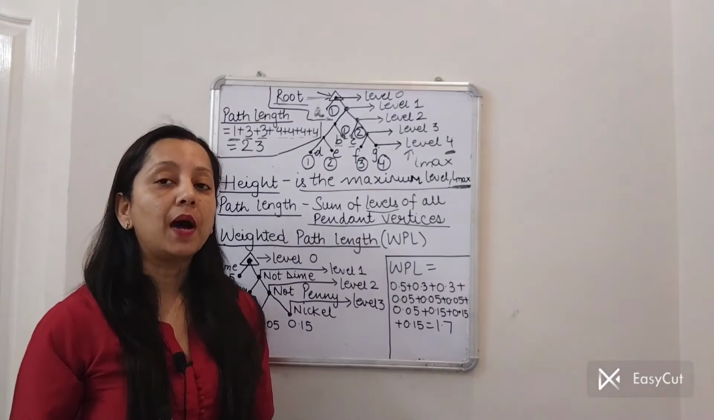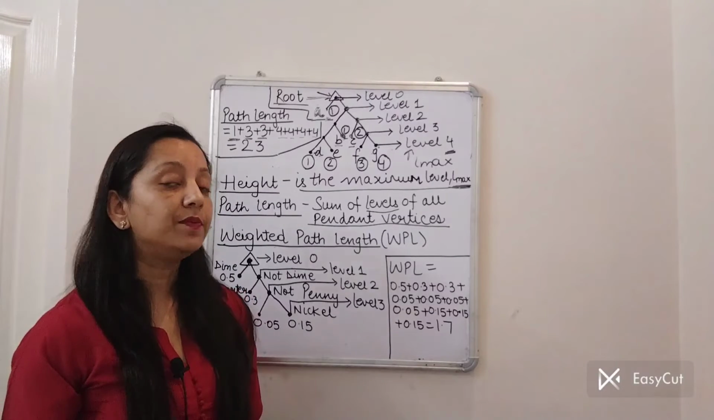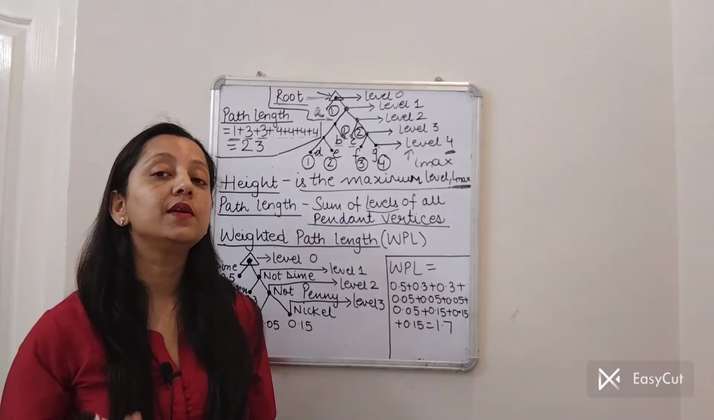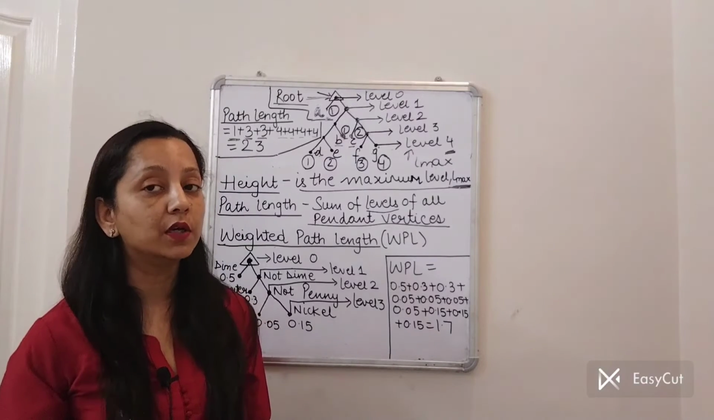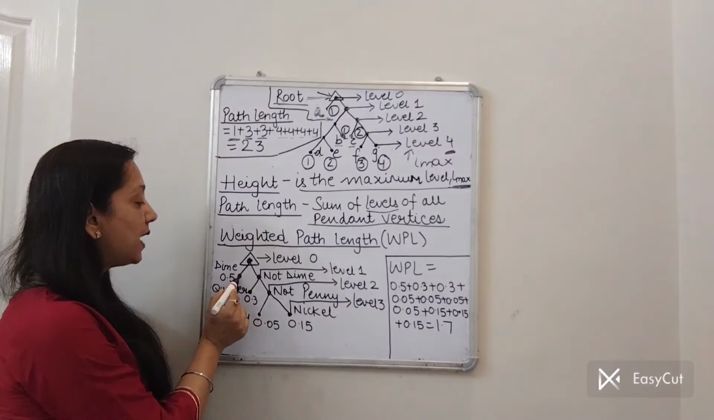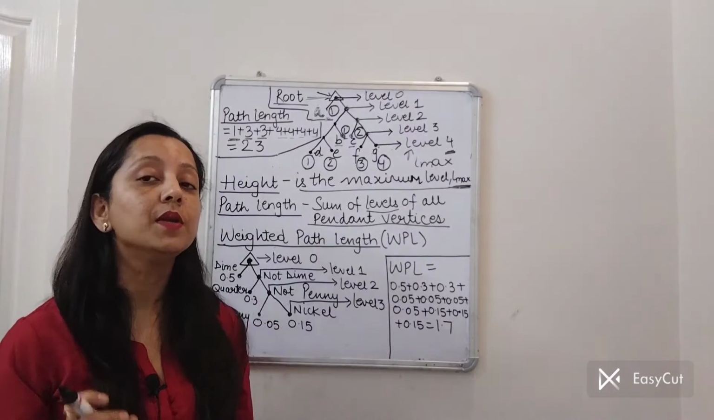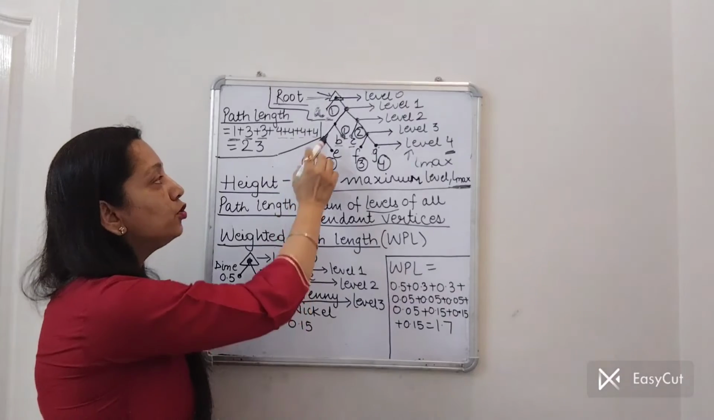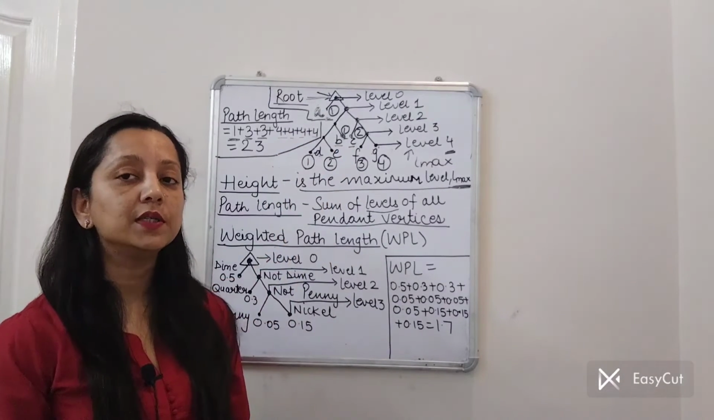It is similar to a path length except that the term weighted is added here. So that means here also we are concerned with the sum of the levels of the pendant vertices only, right? But the difference here is that all the pendant vertices will be associated with some numbers here. Like here you saw there were no numbers associated with any of the pendant vertices.